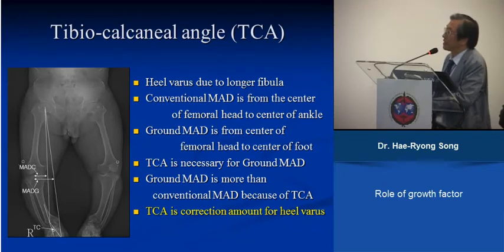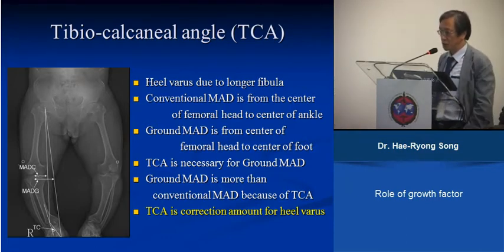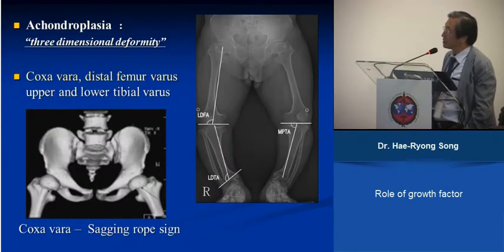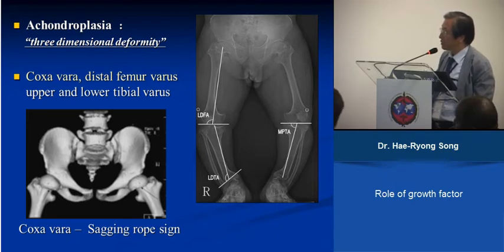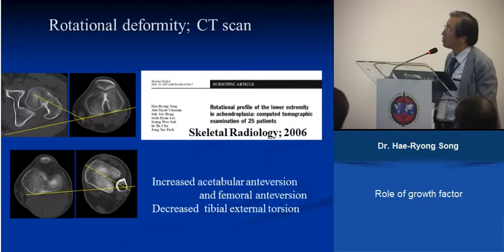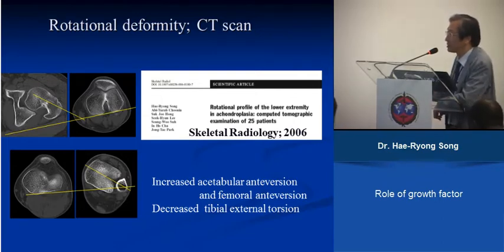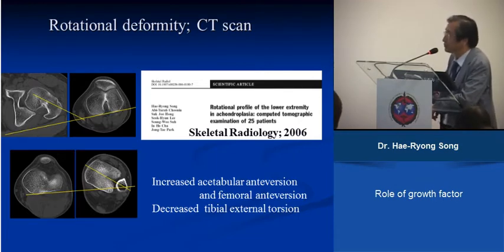And this tibial calcaneal angle is important to measure the correction amount of heel bearing, not only the distal tibia. You have to consider subtalar joint contracture, compensation or no compensation. Also, achondroplasia has a three-dimensional deformity, as already mentioned. Hip coxa vara with the sagging rope sign here. Also distal femur angular deformity. We also measured the rotational deformity in CT. We found increased acetabular anteversion and femoral anteversion, or decreased tibial external torsion.